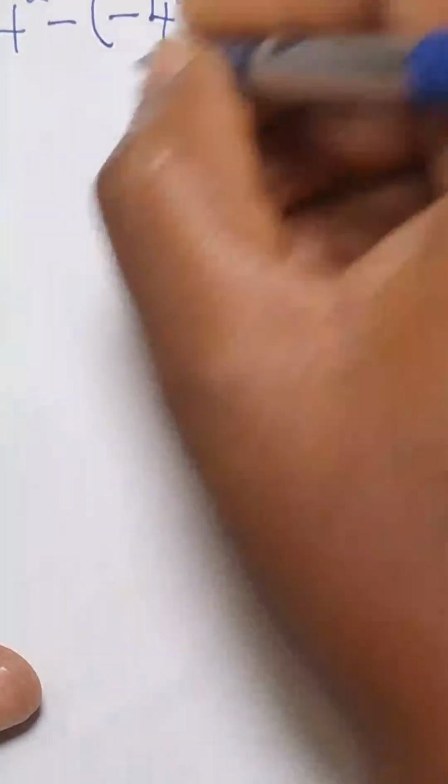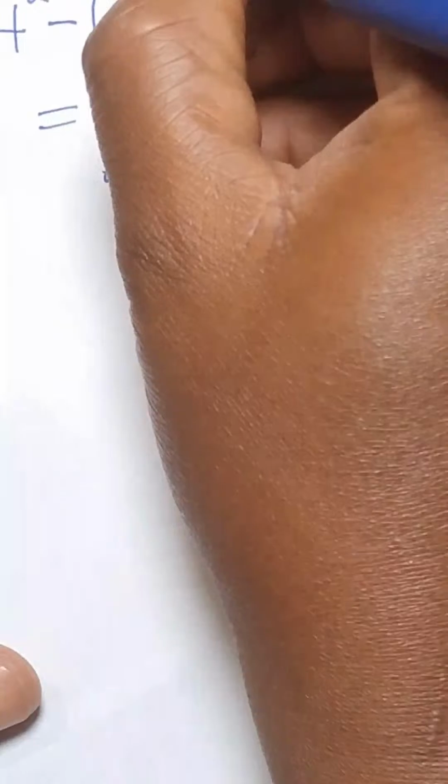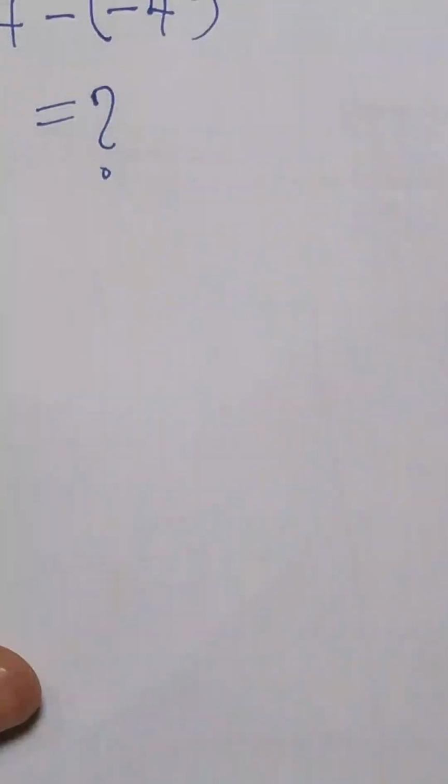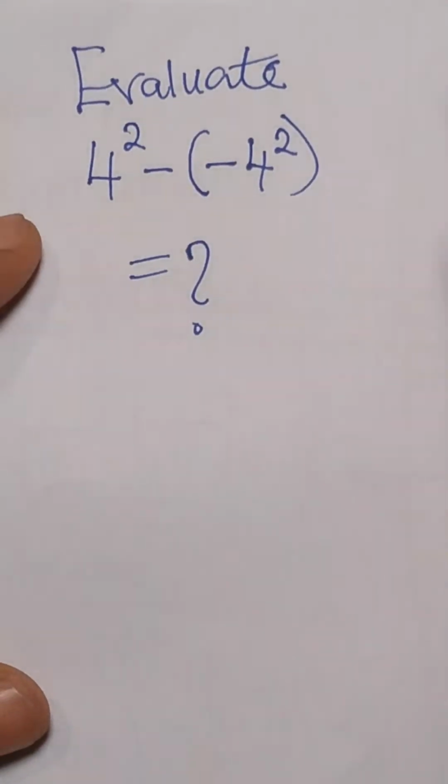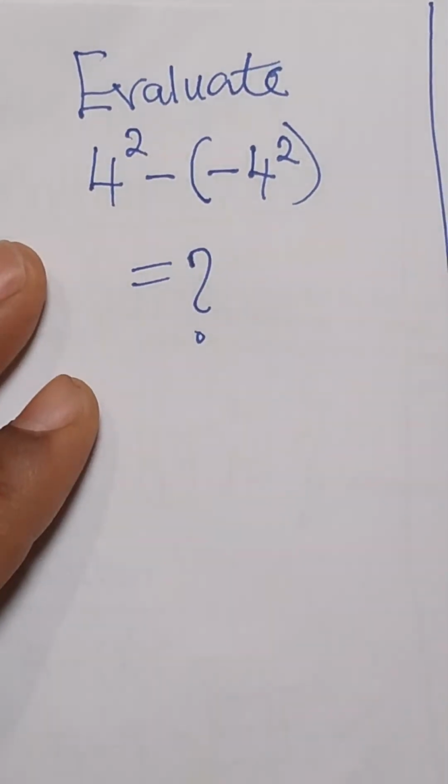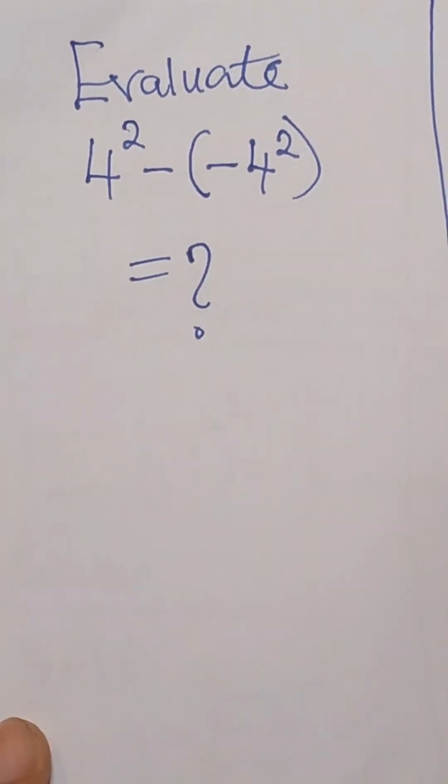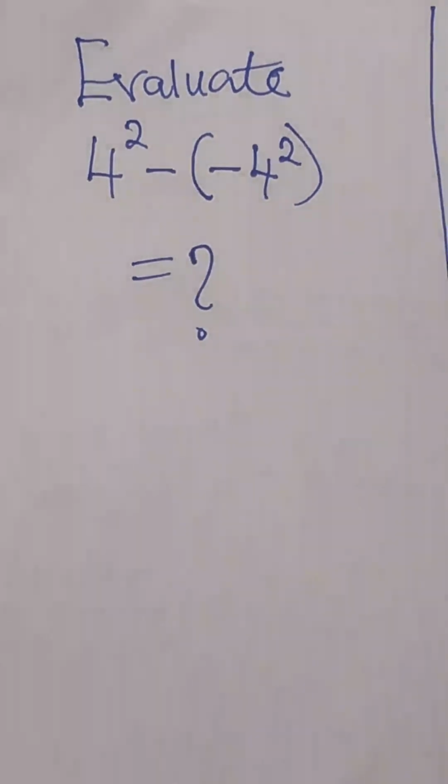Now, the next question is 4 squared minus bracket minus 4 squared is equal to what? Okay. So the question is evaluate 4 squared minus bracket minus 4 squared.